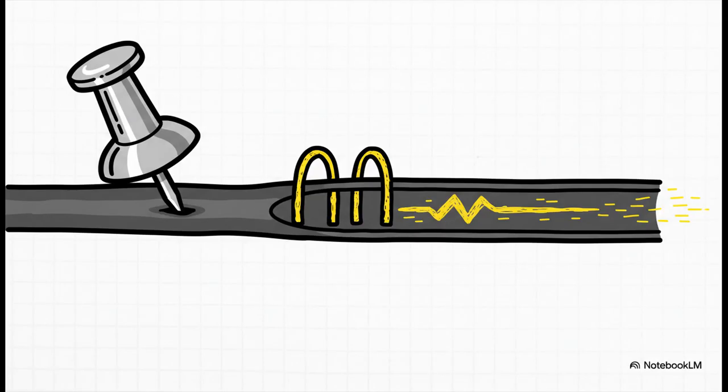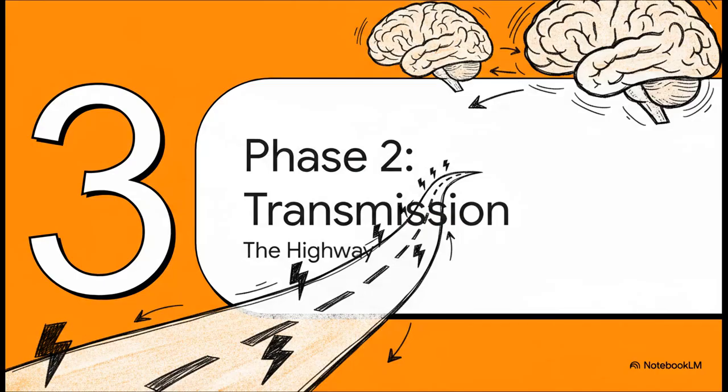So this is it. This is the moment of transduction. That physical stimulus literally forces open tiny ion channels on the nerve ending, and that creates an electrical impulse, an action potential. And just like that, the physical event is now a neurological one, ready to start its journey to the brain.